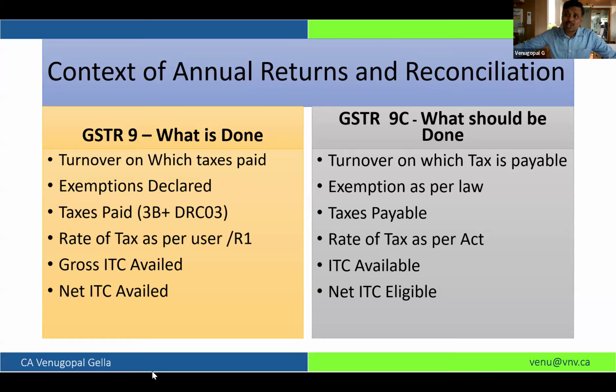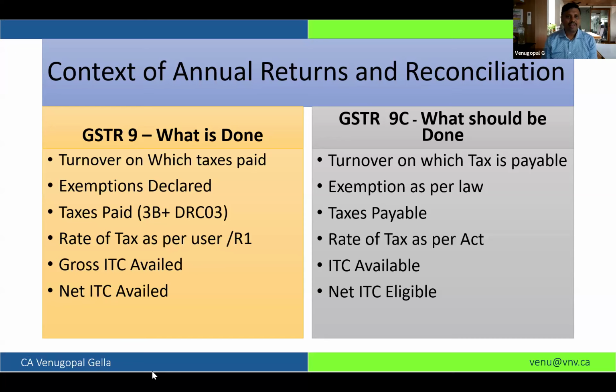If the annual return is the consolidation of the 12 months R1 and 3B, let's look at it this way. R1 is there with the government, 3B is there with the government, then why at all should there be GSTR 9? If R9 is sigma R1, 12 months R1, sigma 3B, 12 months 3B, then why at all R9? The data is already there with the government. That is where the context of the annual return comes into the picture.